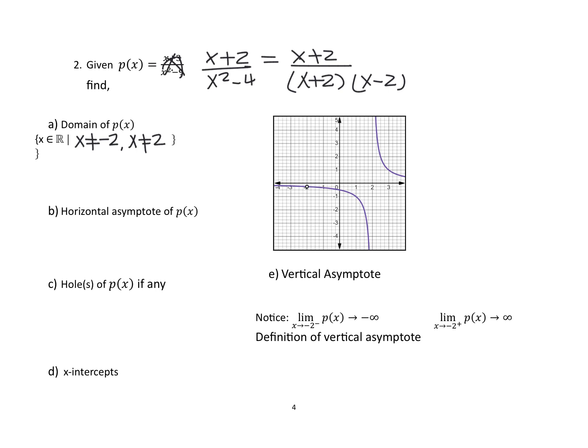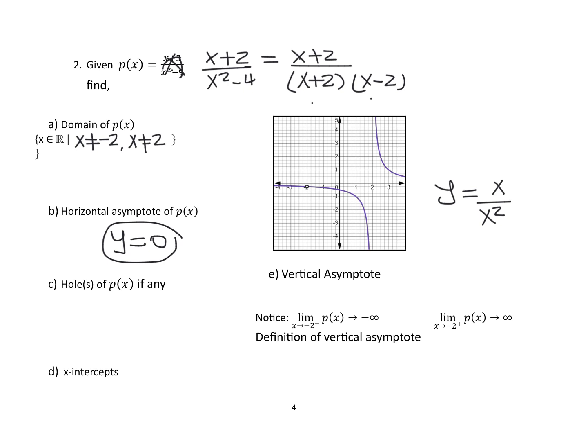I need a horizontal asymptote. I'm going to get that by looking at the dominating terms. In the numerator, I have x, so y, x. In the denominator, I have x and x, so that's going to be x squared. So the higher degree is at the bottom, so the horizontal asymptote is y equals 0.